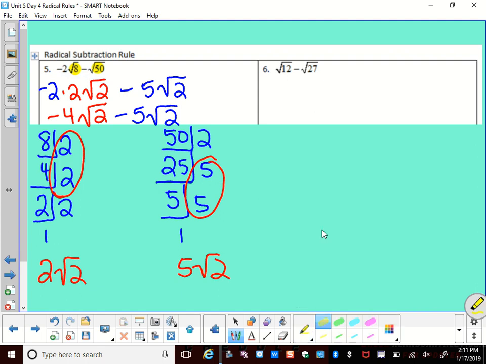Do I have matching radicals? Yes or no? Yes. So you guys see this process here. I know it's long, but we have to simplify our radicals. So we get the square root of 2. What is -4 minus 5? -9. Not yet.